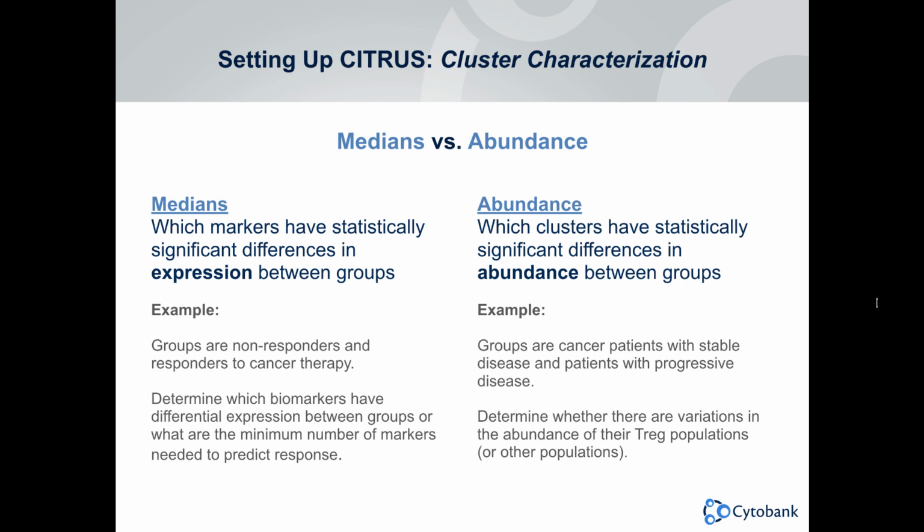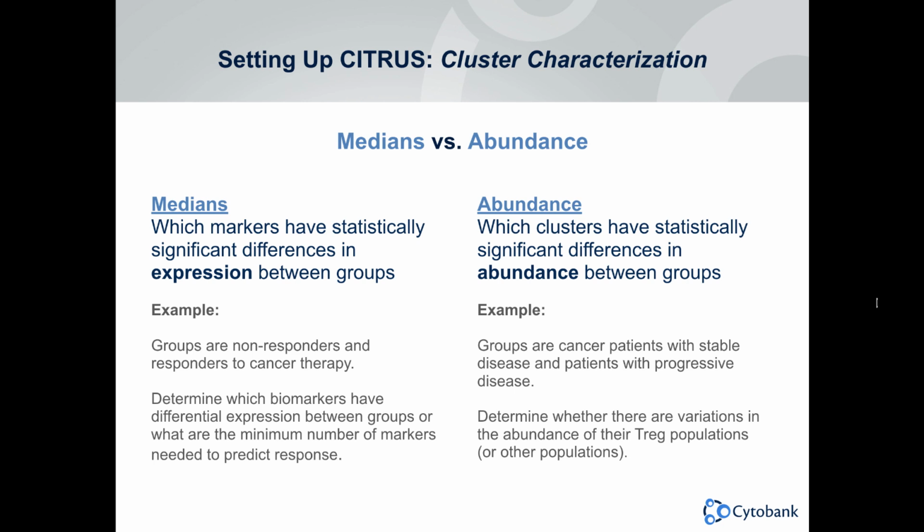We mentioned earlier that there is a cluster characterization process involved. After you decide which model to run with Citrus, you can choose which feature you would like to run. The features include either median expression of markers in your panel or abundance of certain subsets. You can choose one or the other with one Citrus run, but you can set up two Citrus runs to check both. Again, when to use what also depends on your study.